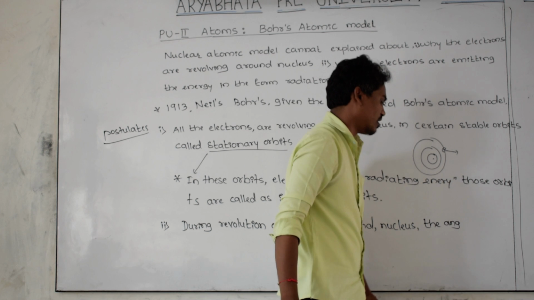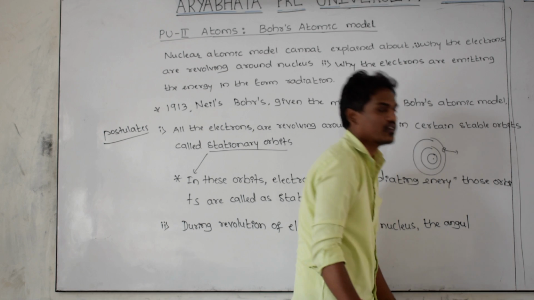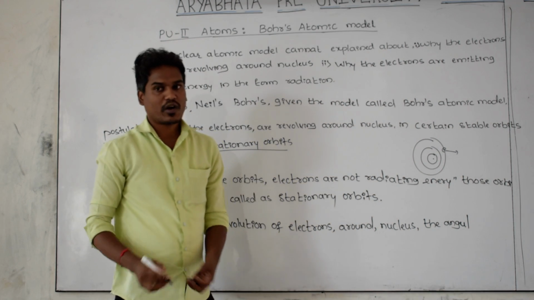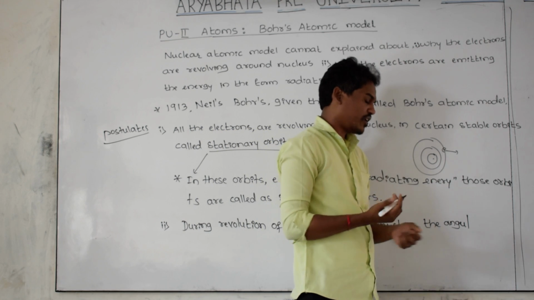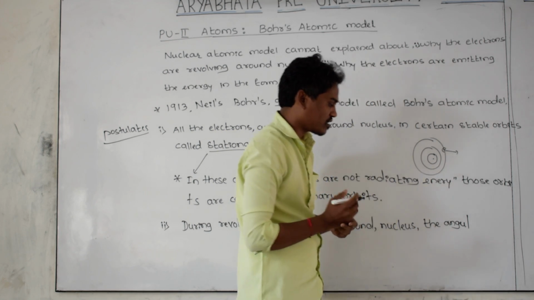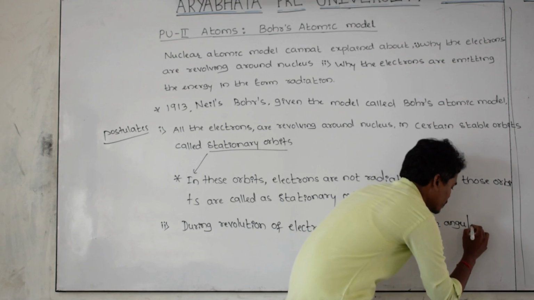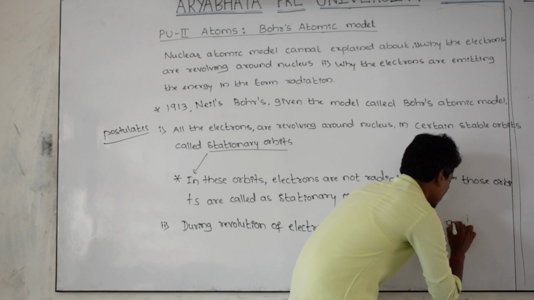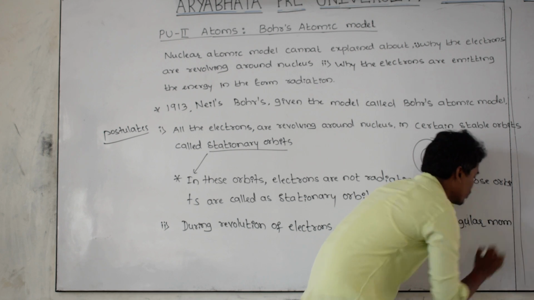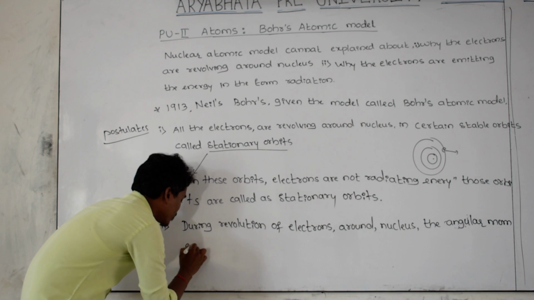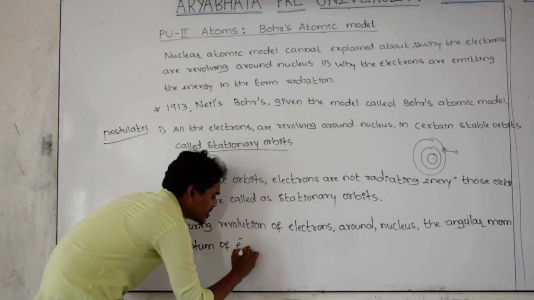As you know very well, there are two momentums: one is linear momentum, another one is angular momentum. Whenever the particle is moving in a straight line, we call it linear momentum. Whenever the particle or the object is moving in a circular path, we call it angular momentum. This is the angular momentum of the electron.